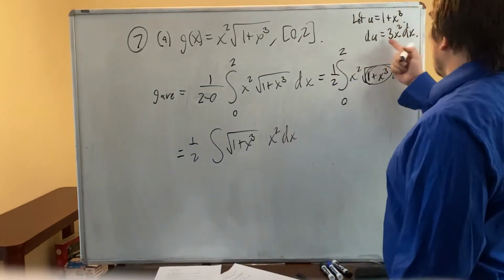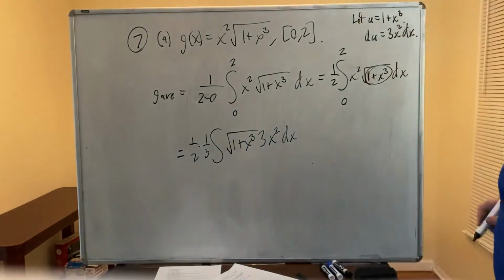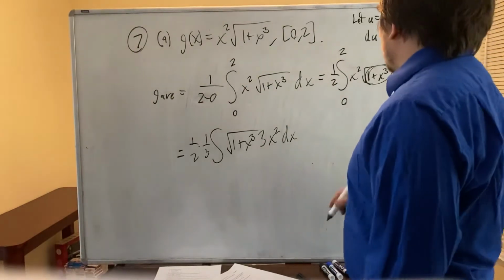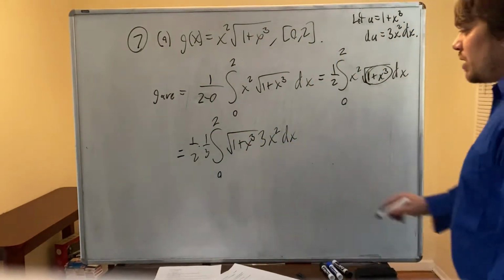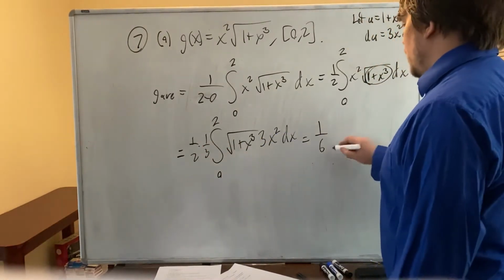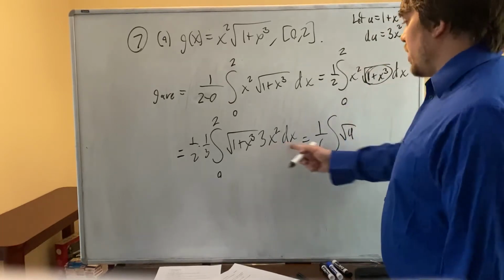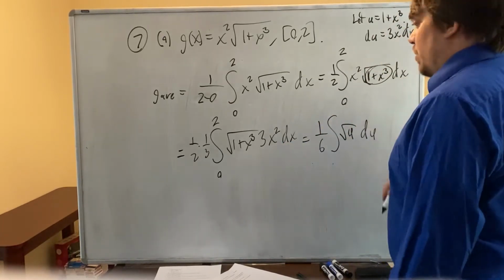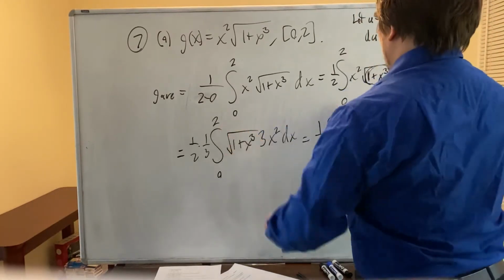What I'm missing is a 3, so I'm going to put a 3 there, and multiply the outside by 1/3. And now I can use u substitution, but I need the limits of integration also, 0 to 2. So using u substitution, first 1/2 times 1/3 is 1/6. The definite integral of the square root of u, 3x squared dx is du. And when x is 0, u is 1. And when x is 2, u is 9.